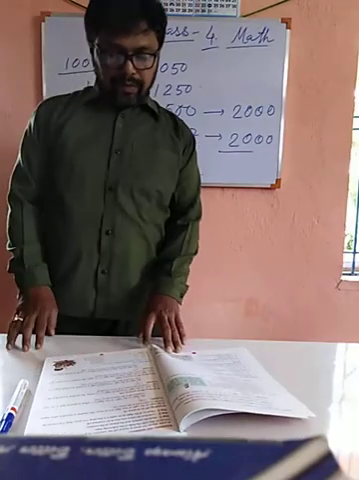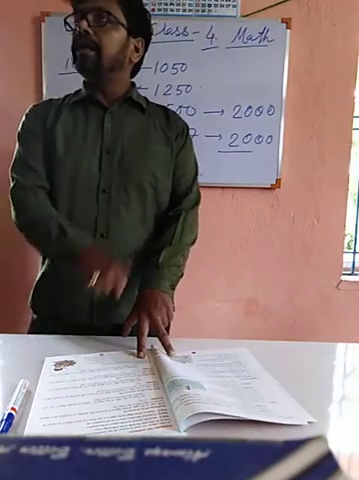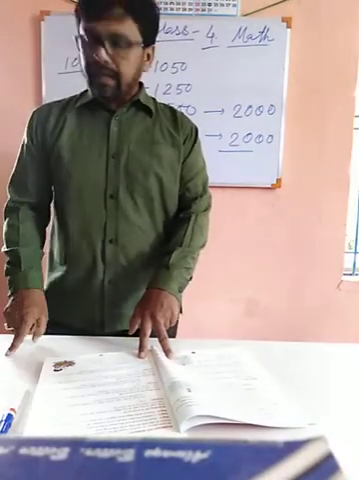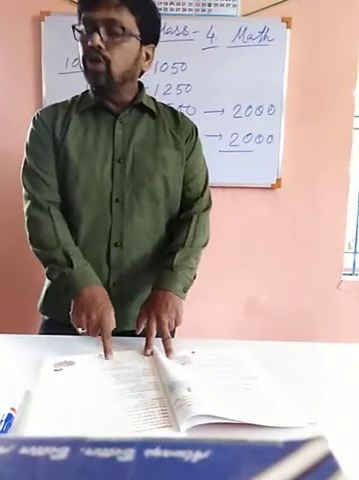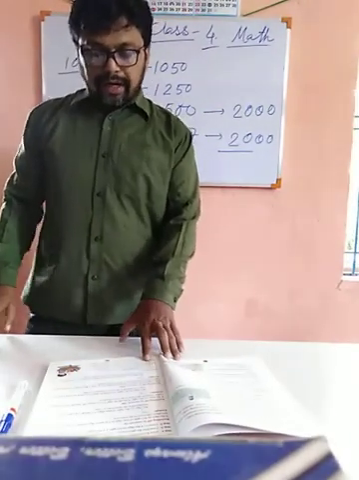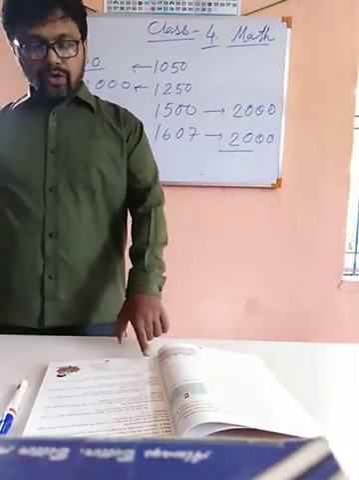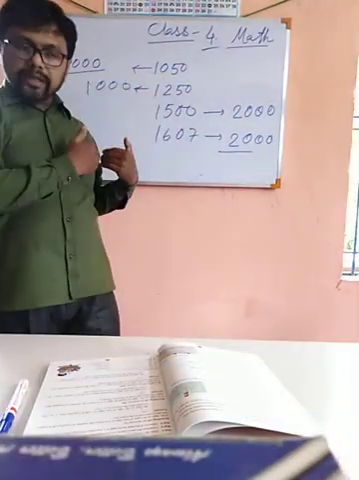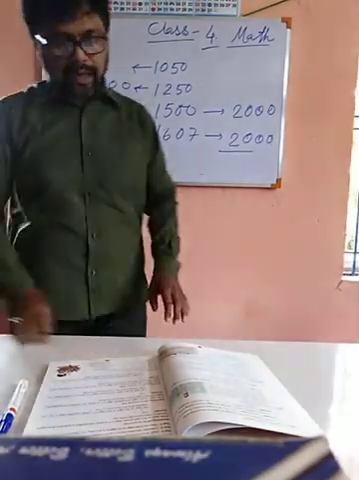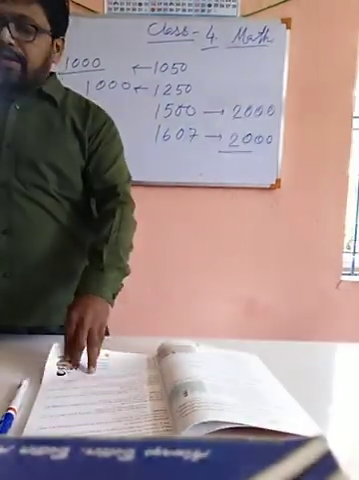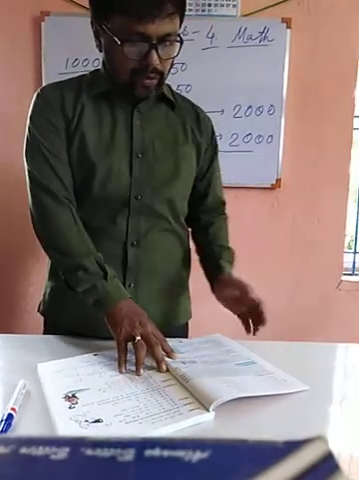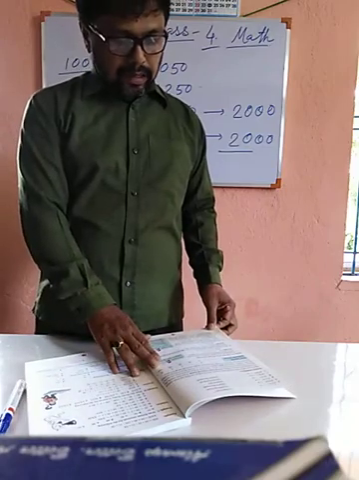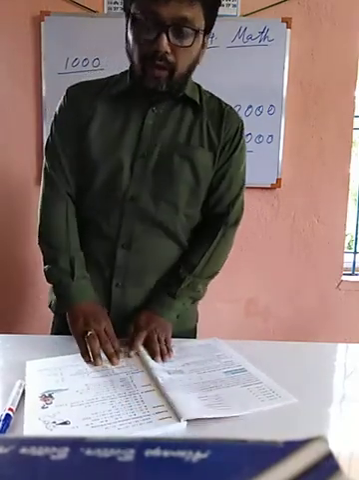So exercise 1.5, 196, nearest 10: 96 is more than 95, so it will be 100, and already 100 is there, so it is 200. Now 212, nearest 100 is either 200 or 300, but 200 is very near, so in question number 1.5c, the nearest 100 will be 200. So you can do this also.